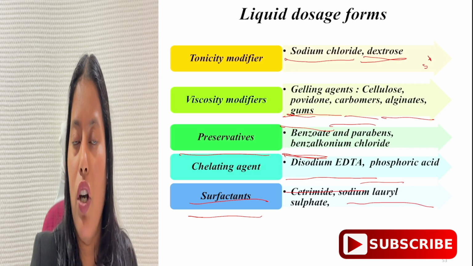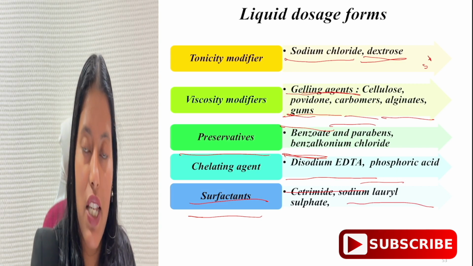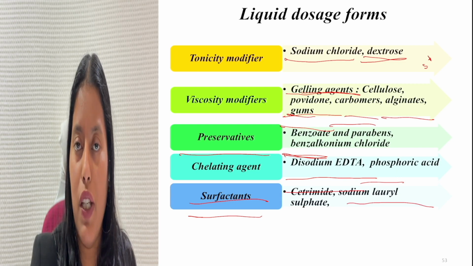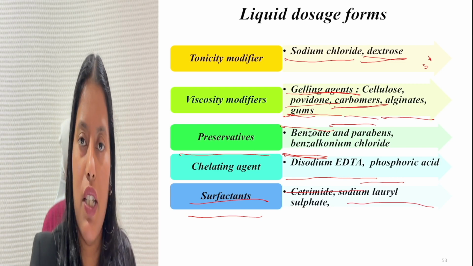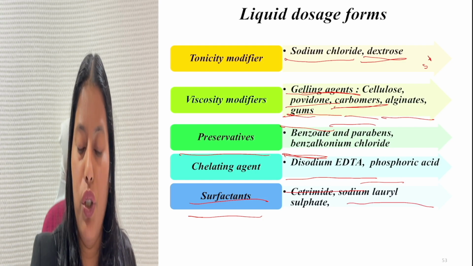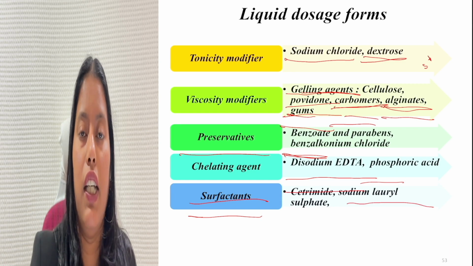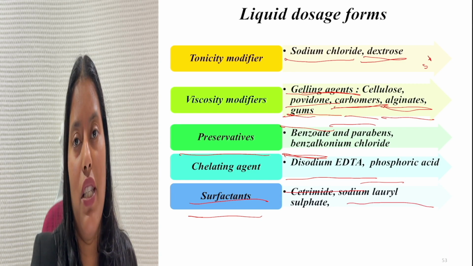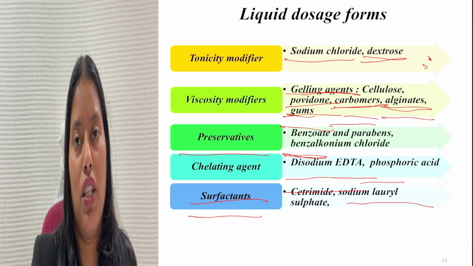So various viscosity modifiers such as gelling agents like cellulose, HPC, HPMC can be used. Povidone can be used. Carbomers such as carbopol can be used. Various gums can be used. Alginate can be used. So these are basically gelling agents which increase the viscosity of your formulation and help in maintaining proper uniform distribution of the drug inside the container.